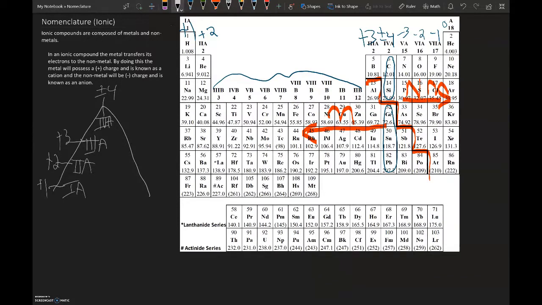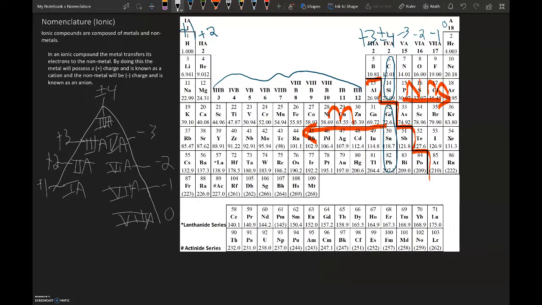Now once we start to go down, we're going to be at 5A, which is -3. Then 6A, which is -2, 7A, -1, and then the 8A group is 0.